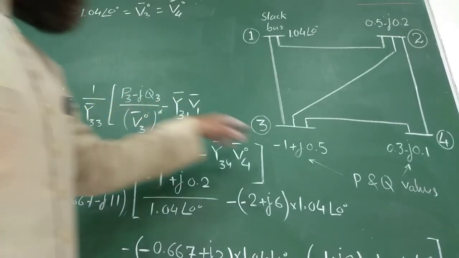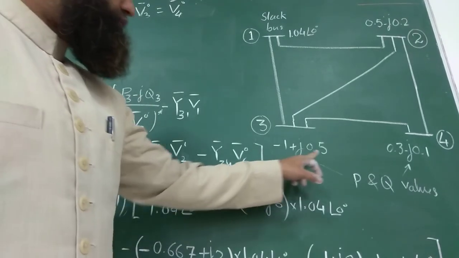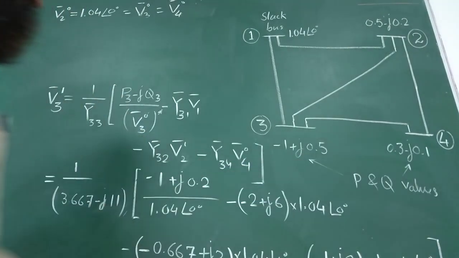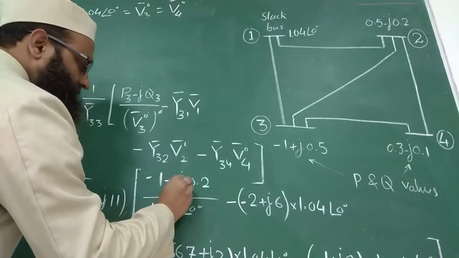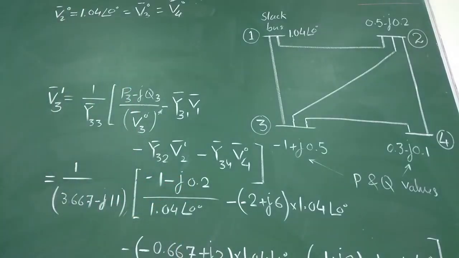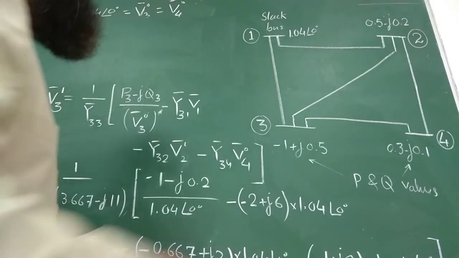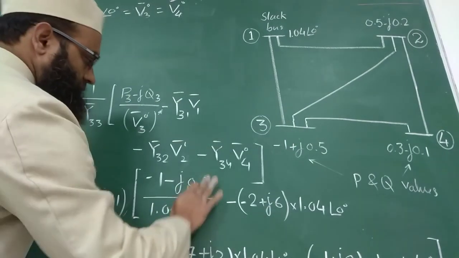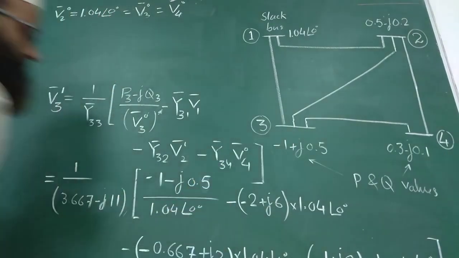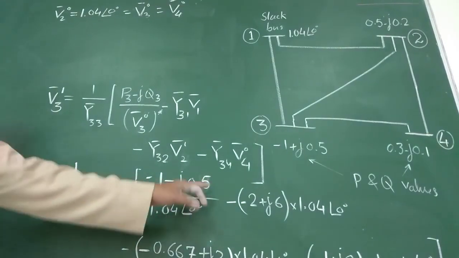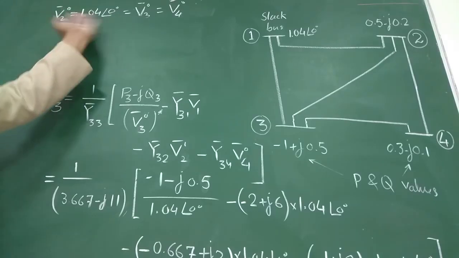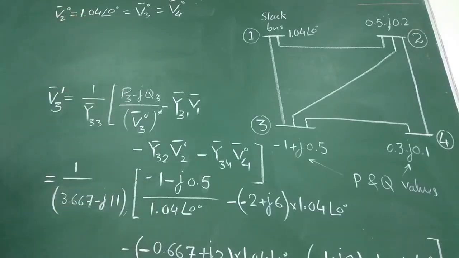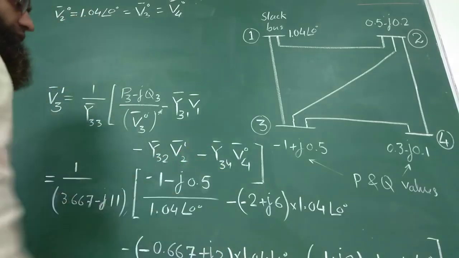So P3 is minus 1 and Q3 is plus 0.5. So here, by default the sign is minus. So take it. And tell me the value. 5. Minus 1 minus J5. Just take it. V3 0 is same as V2 0 and whatever it is, right? So as it is. Now put the values of Y34.